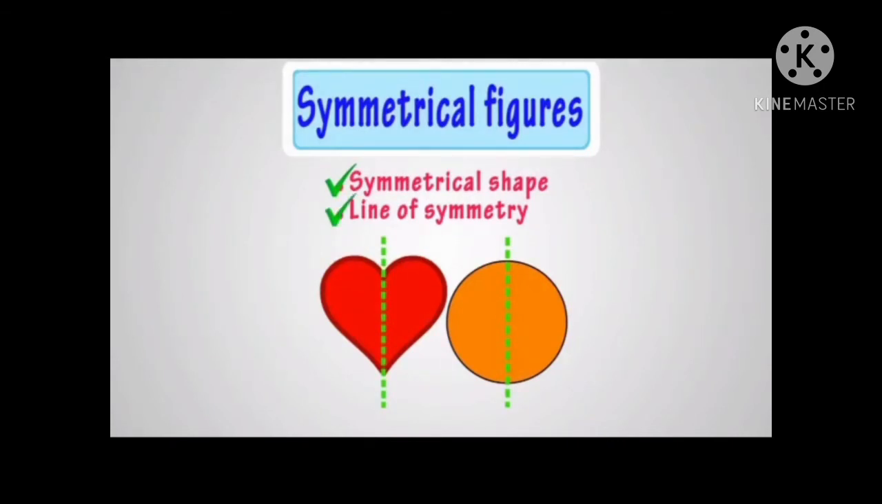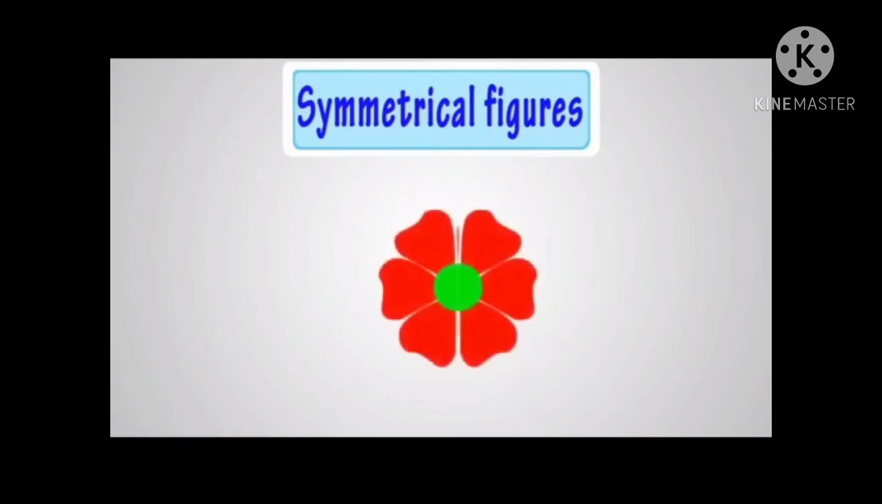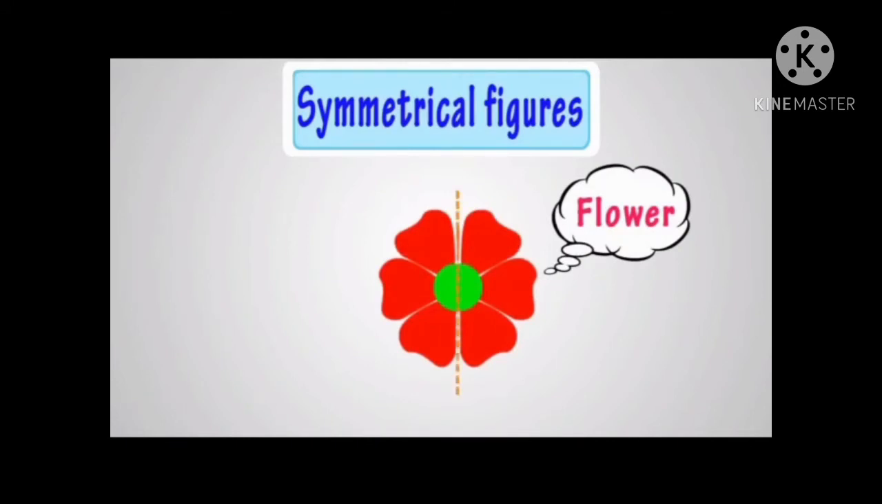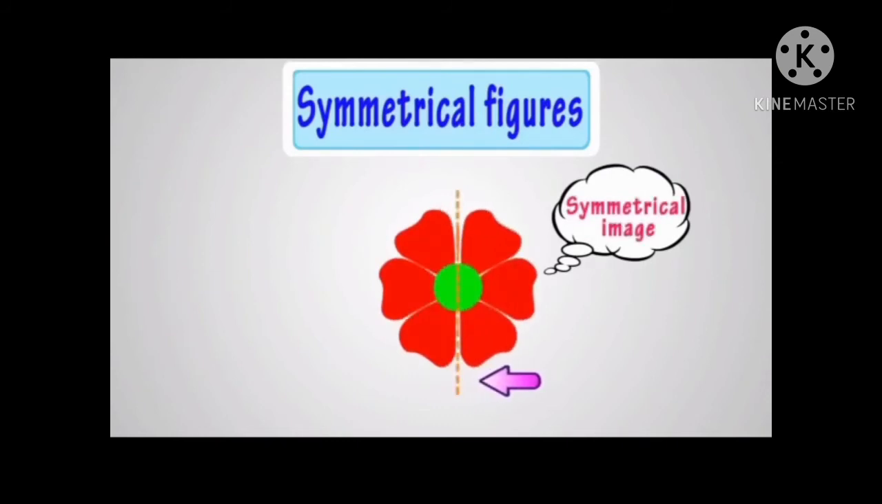Now, let's try this with another figure. Here we have an image. Let's try to fold it and see if it is a symmetrical figure or not. Here we are folding it. Yes, if we fold this image here, it completely covers the other half. So it's a symmetrical image. And this line of fold is its line of symmetry.